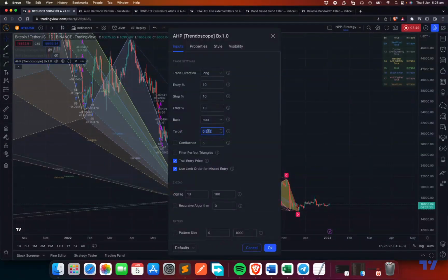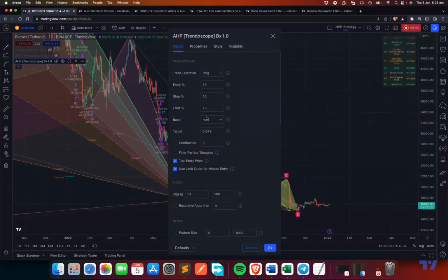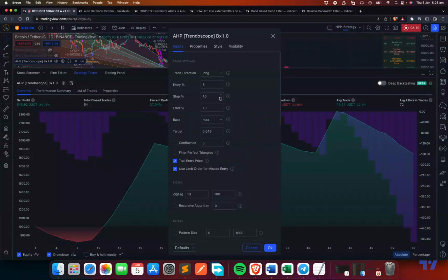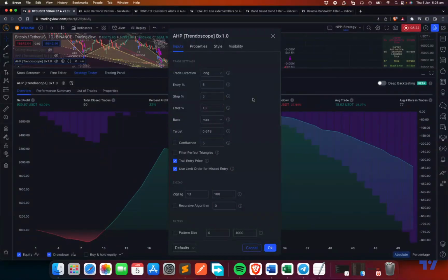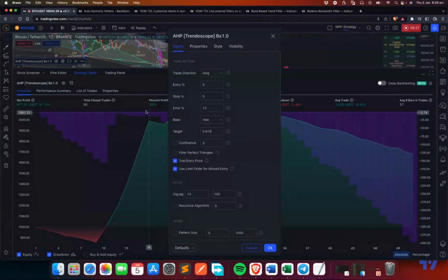Or you can also make it like 0.618, but that will be a little bit too much because your risk is pretty small compared to the reward. So not that many trades may reach 0.618 here. If you look at the strategy backtester, you see 37% profitable even with this. That's pretty good. If you still reduce it further to 5, yeah, it's still 26%.